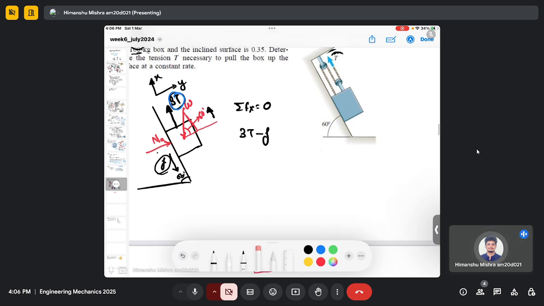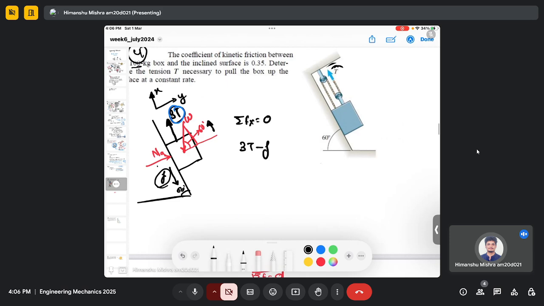So for this one, there will be a 3T, there will be an F, and there will be an N A. If you do the force balance in the X direction, it will be 3T minus F minus 100 multiplied by 9.81, which is the weight, multiplied by sine 60 equals 0. Again, T and F are the unknown quantities, so you need one more equation.